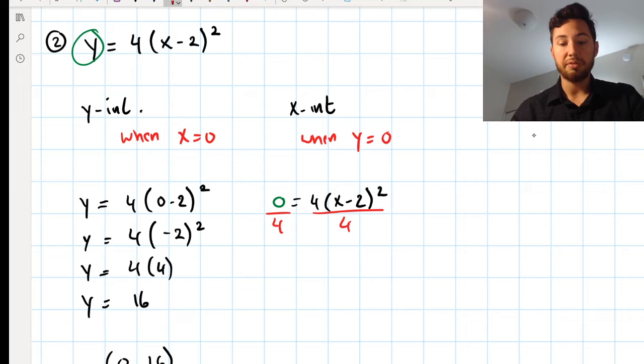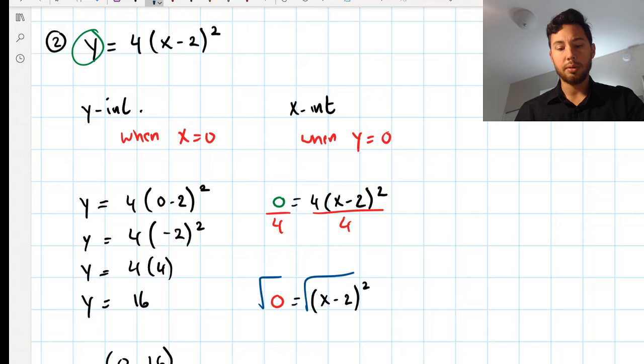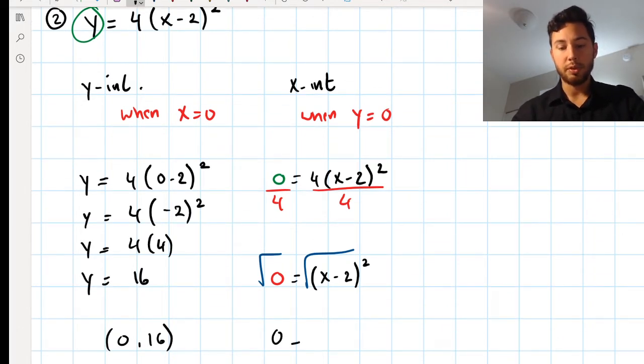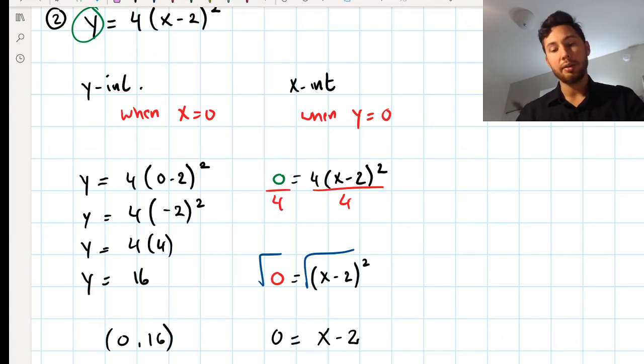So in this case, I have 0 divided by 4. 0 is equal to (x minus 2) squared. And then the second question that you have asked the most is, well, I take the square root of the right side and the square root of the left side, but what's the square root of 0? Well, the square root of 0 is 0. So this will just say 0 is equal to x minus 2. Now there is no positive or negative 0, so I don't have to write that here. I'll only have one answer.